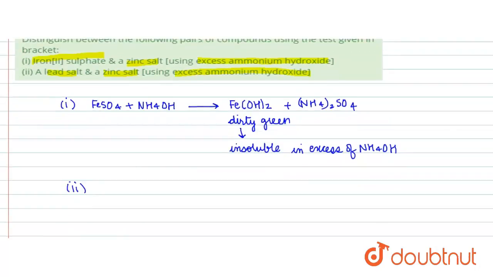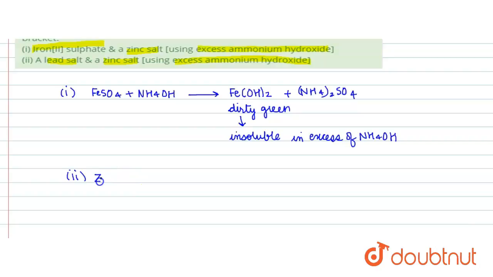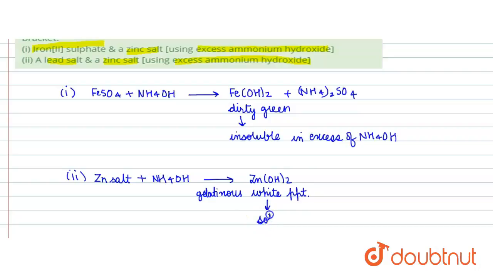Our second is when any zinc salt is treated with NH4OH, it produces the white gelatinous precipitate of zinc hydroxide, a white precipitate that is gelatinous, which is further soluble in excess of NH4OH.